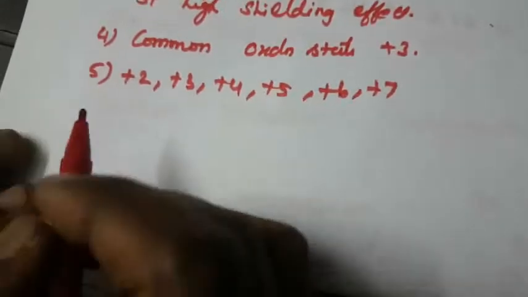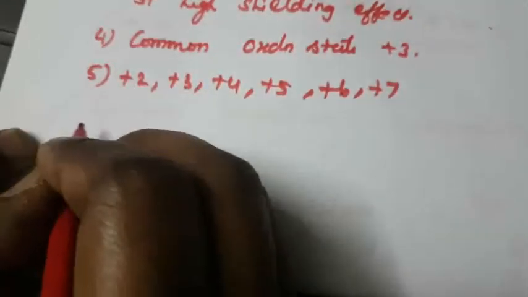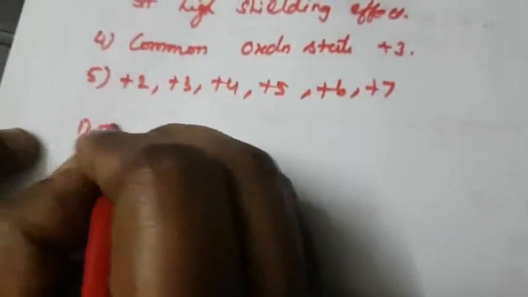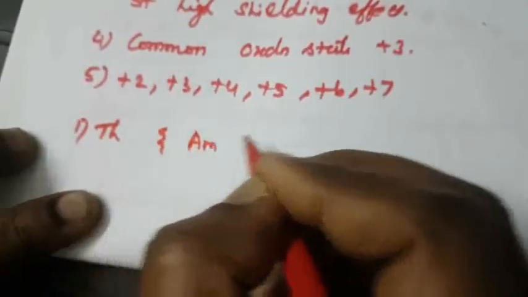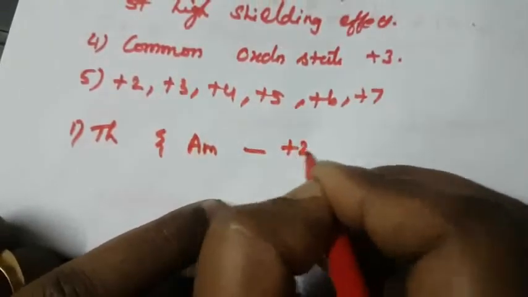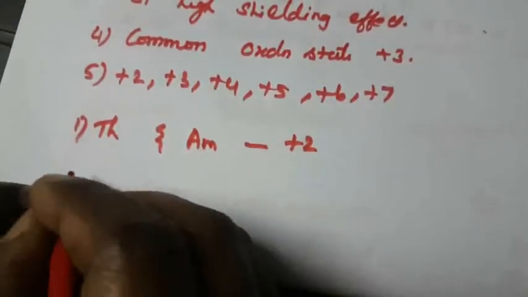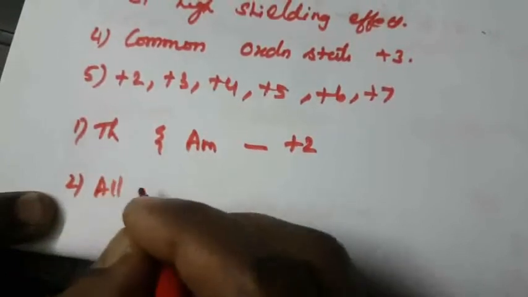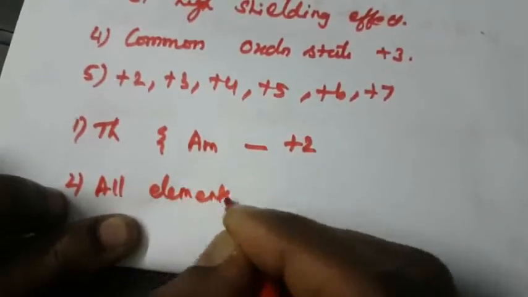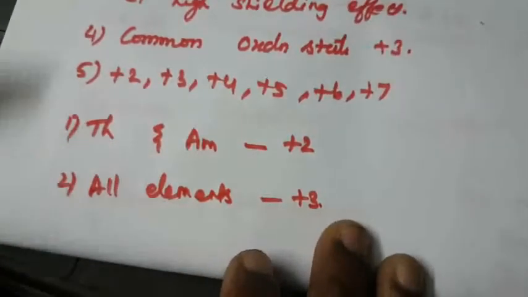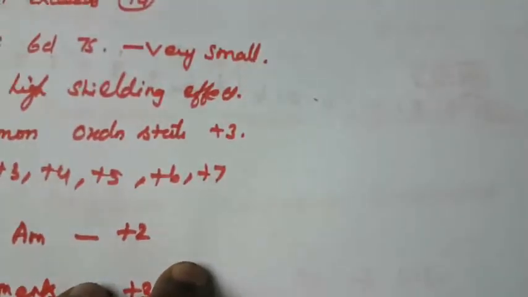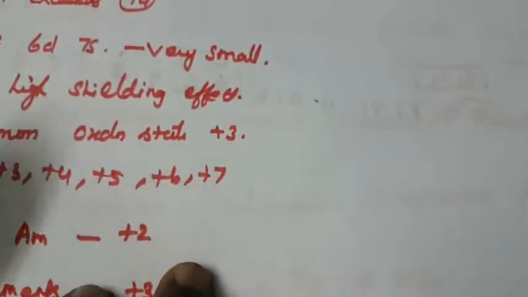So which elements exhibit which oxidation state? First, thorium and americium, that is Am, these two elements exhibit the +2 oxidation state. Then the common oxidation state is +3, which all the elements exhibit, from thorium to berkelium.